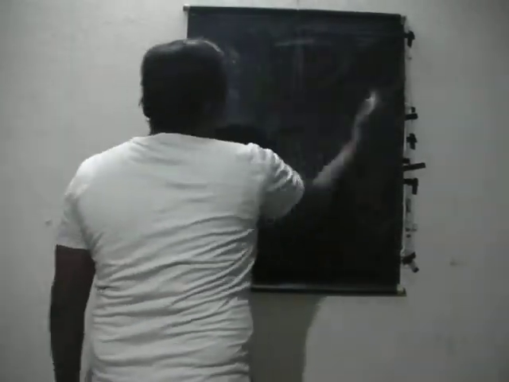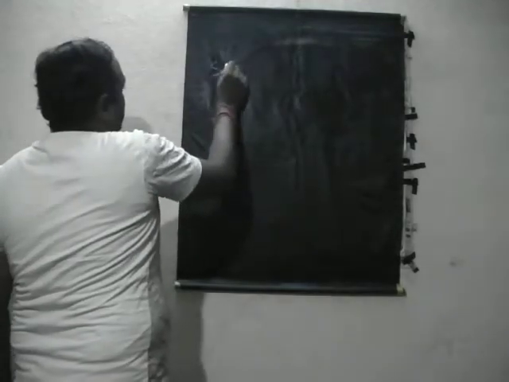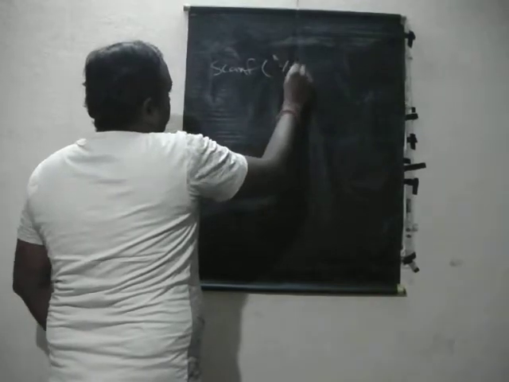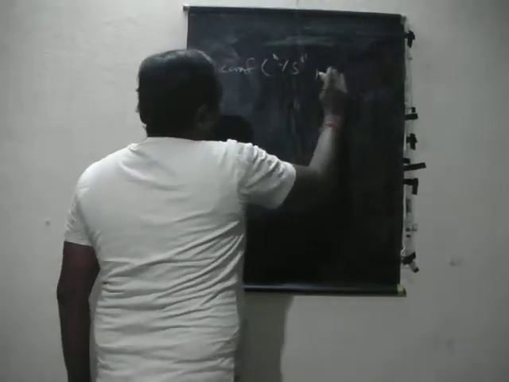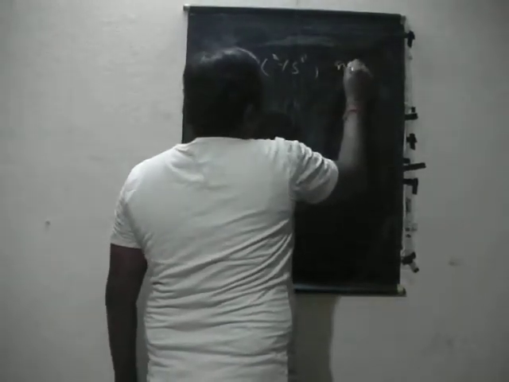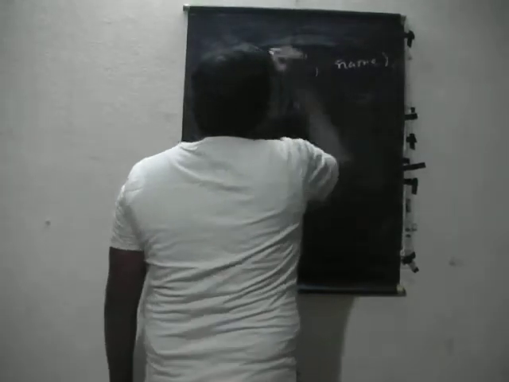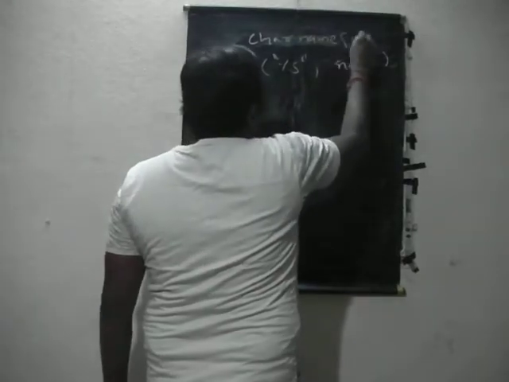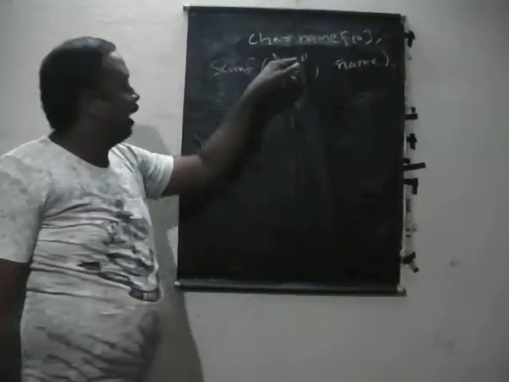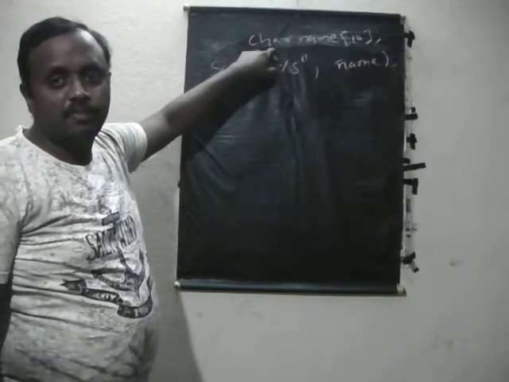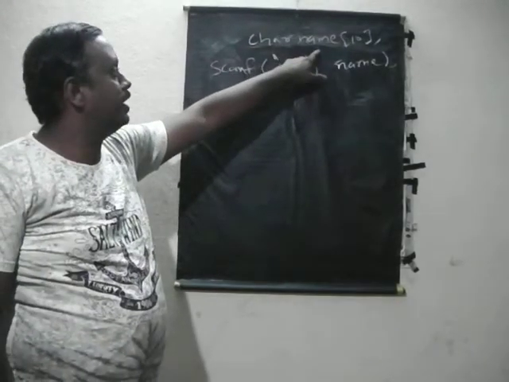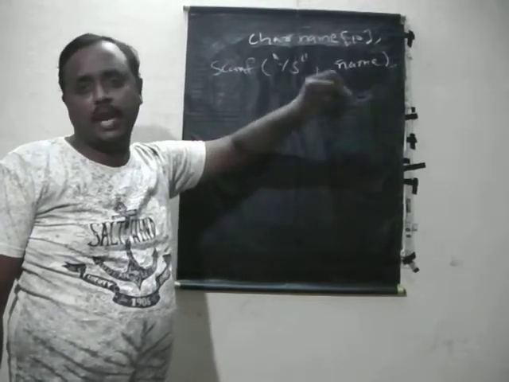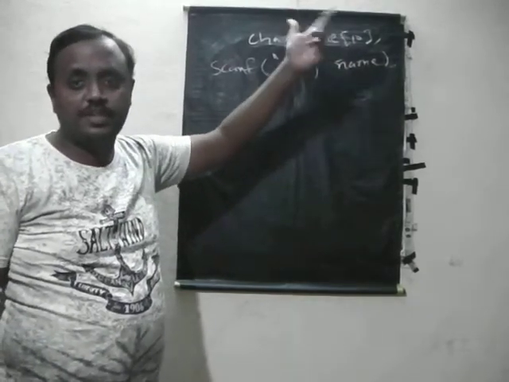With the scanf statement, how can we read? Scanf with percentage s, and there is no ampersand, simply write name. I am taking a character array name of size 10. For example, I am declaring one string with the character data type, my array name is name, having 10 characters. That means I need to fill only 9, and the last one will be filled with the null character.